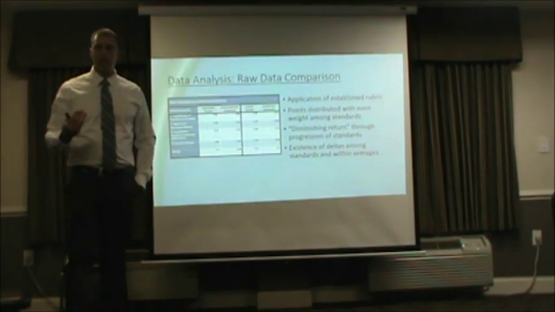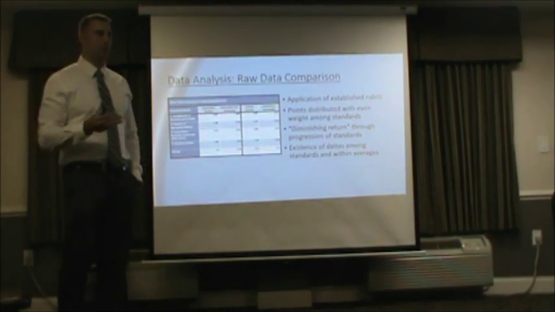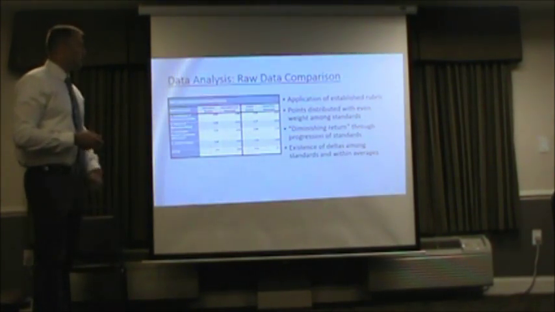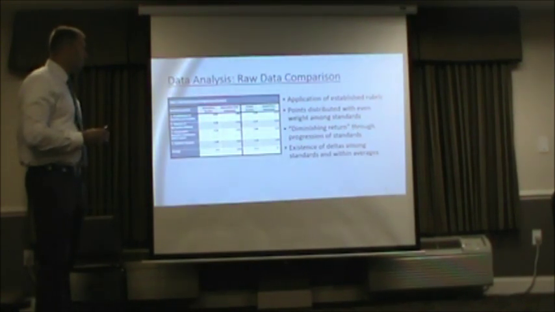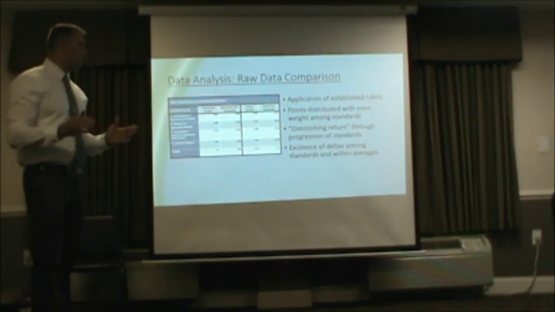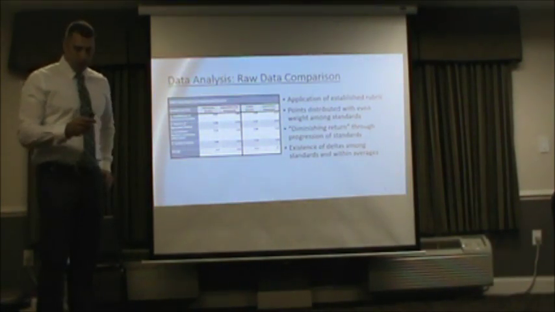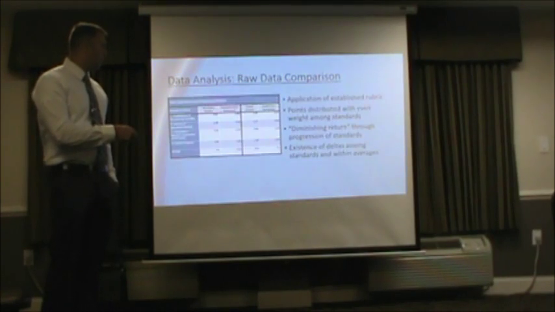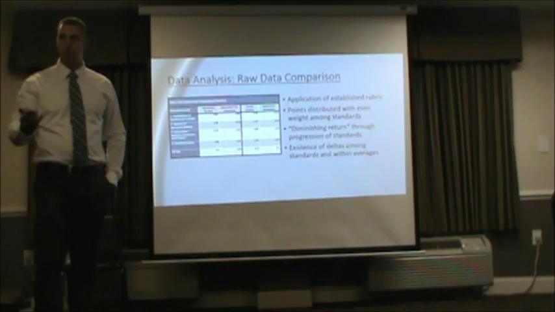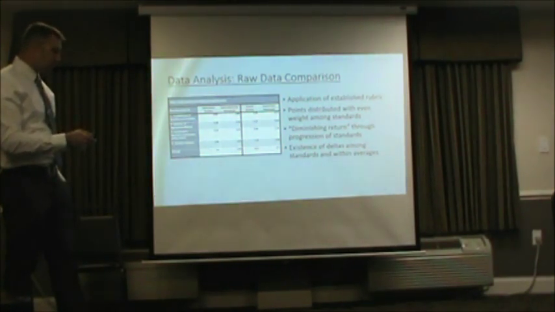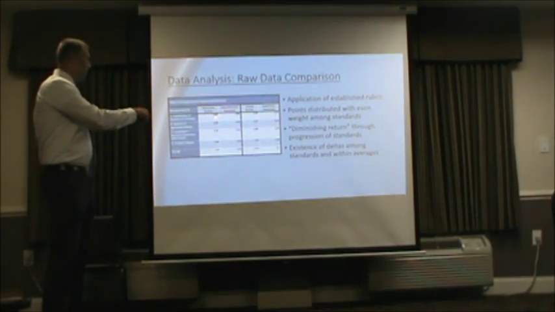So let's talk about the data analysis, the raw data comparison, if you will, between the control and the intervention groups. The application of an established rubric was essential for this. The points distributed with even weight among the standards, so one did not carry more weight than another. Well, I talked about a while ago with the diminishing return through the progression of standards. So you can't have 4 without 3, you can't have 3 without 2. And the existence of deltas among standards within averages. Now, as you can kind of see here, there is similar numbers across the board.